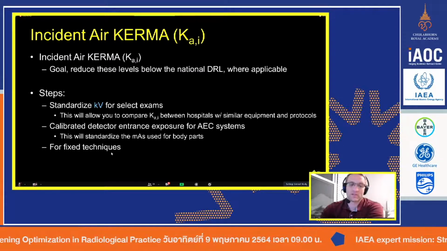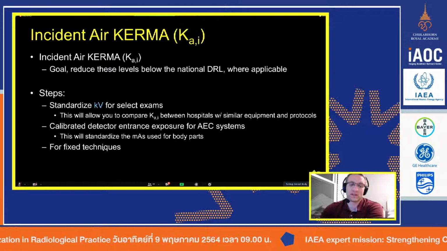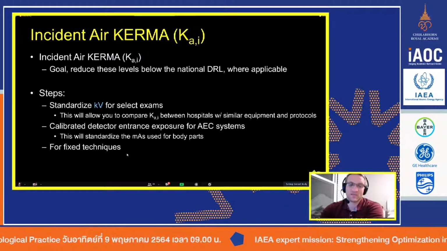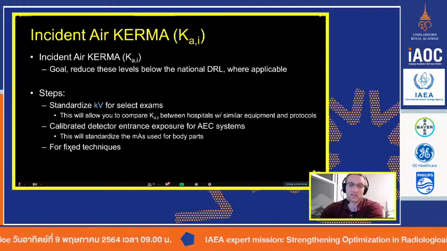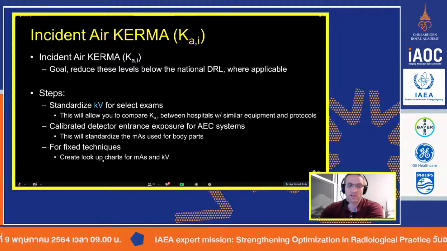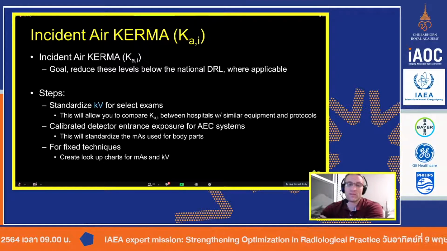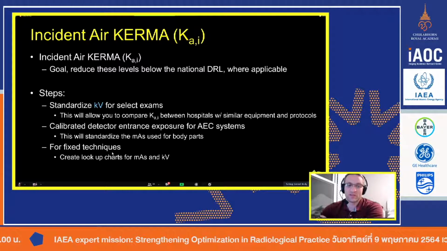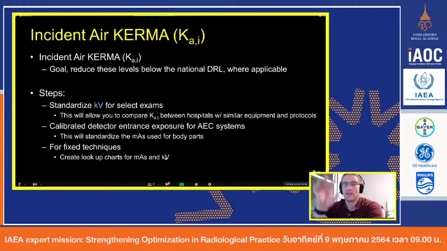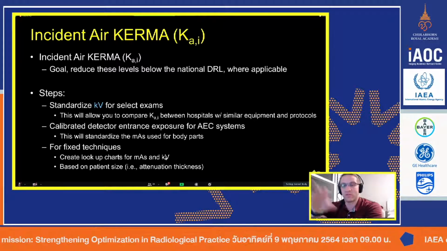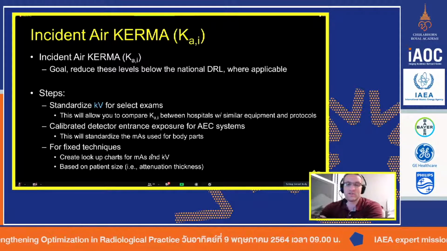And then, of course, the second option in all this, you let the system do it, or you use fixed techniques. So you can look up charts, you can set or place lookup charts for MAS and KV in the control booth, and then they just know to do this.